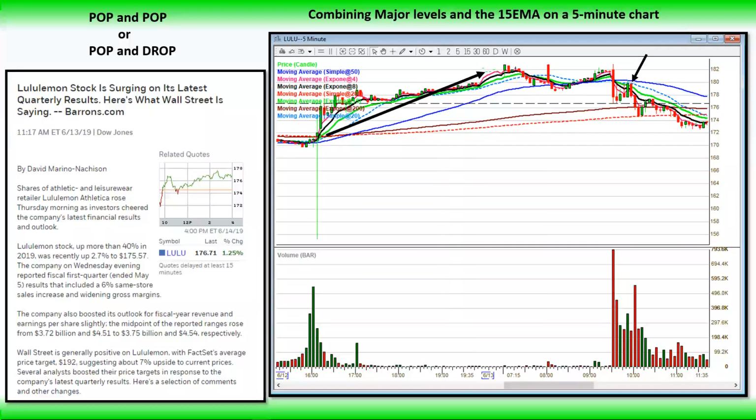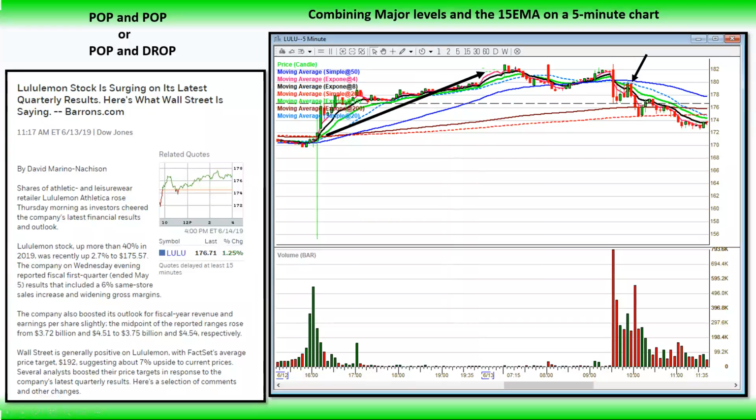After the first 15 minutes, if a stock can't stay above that 15 EMA, like you see here, here it was above it, and then as soon as the bell rang, it went below it. It came back to test it and went below. That's bearish. All right, that's going to be a pop and drop.